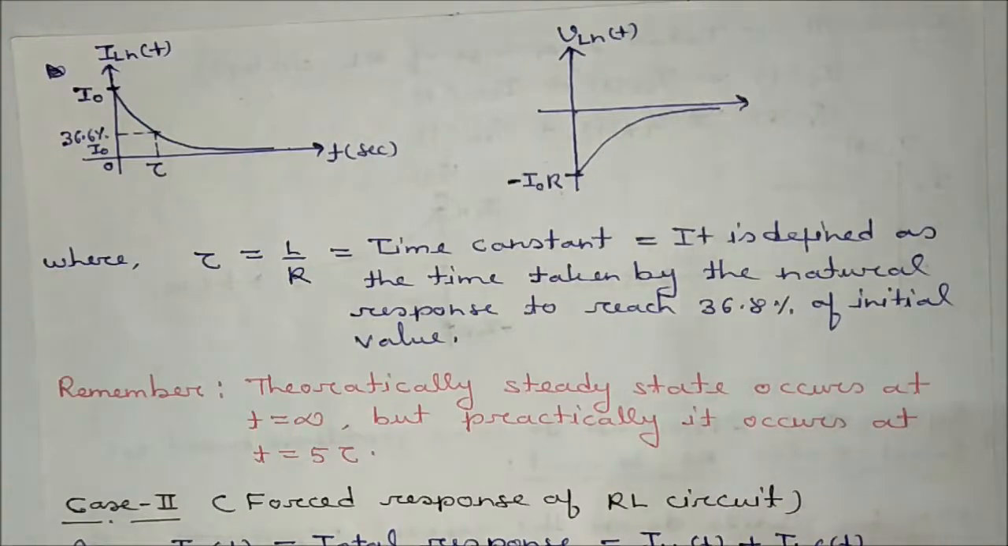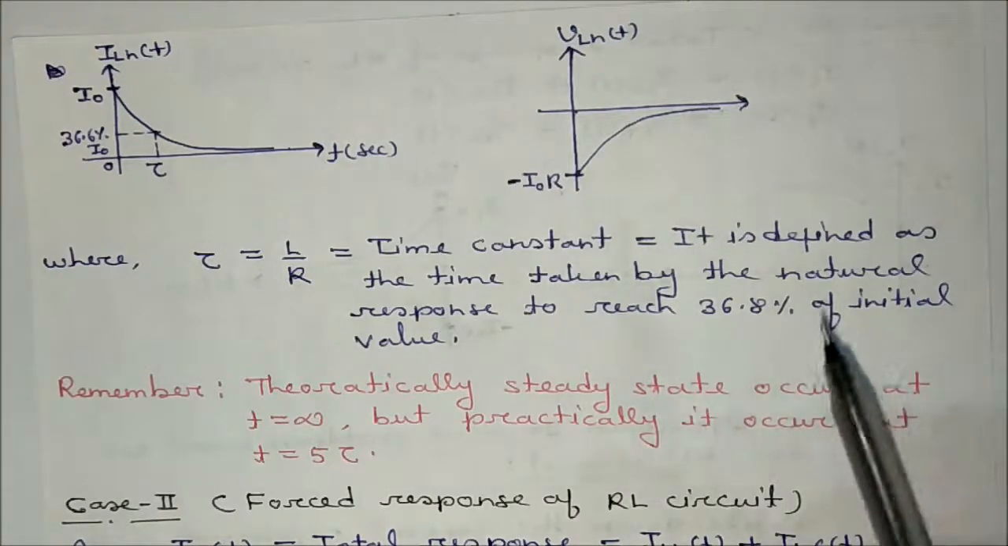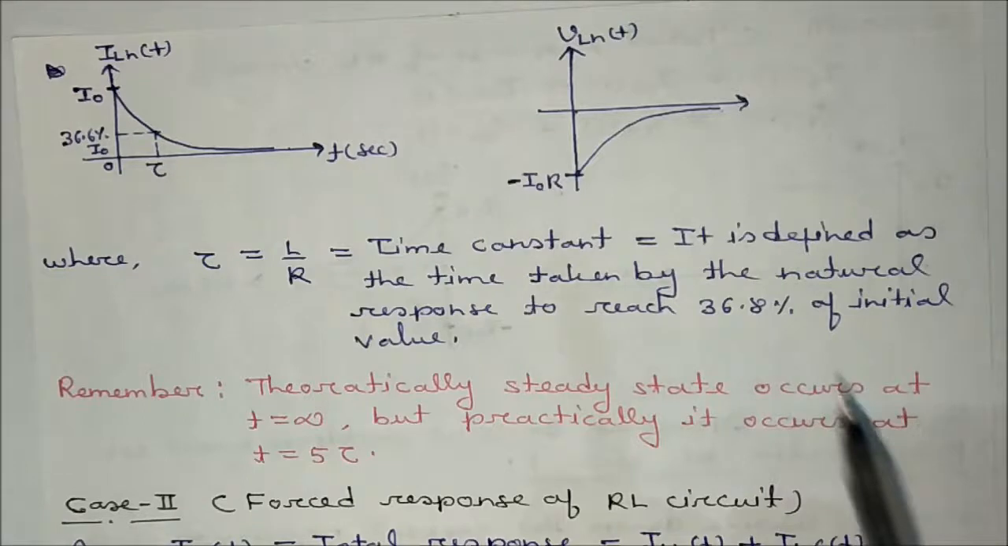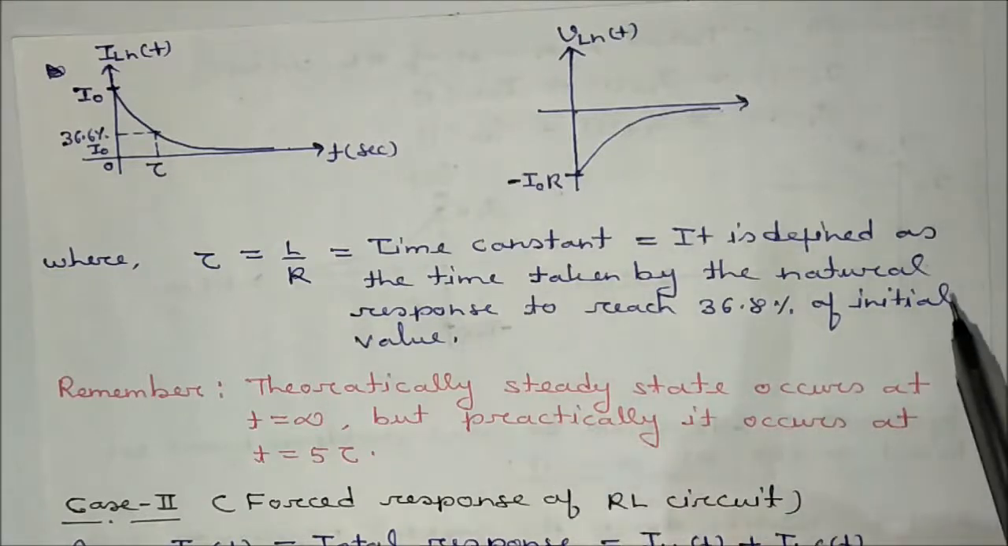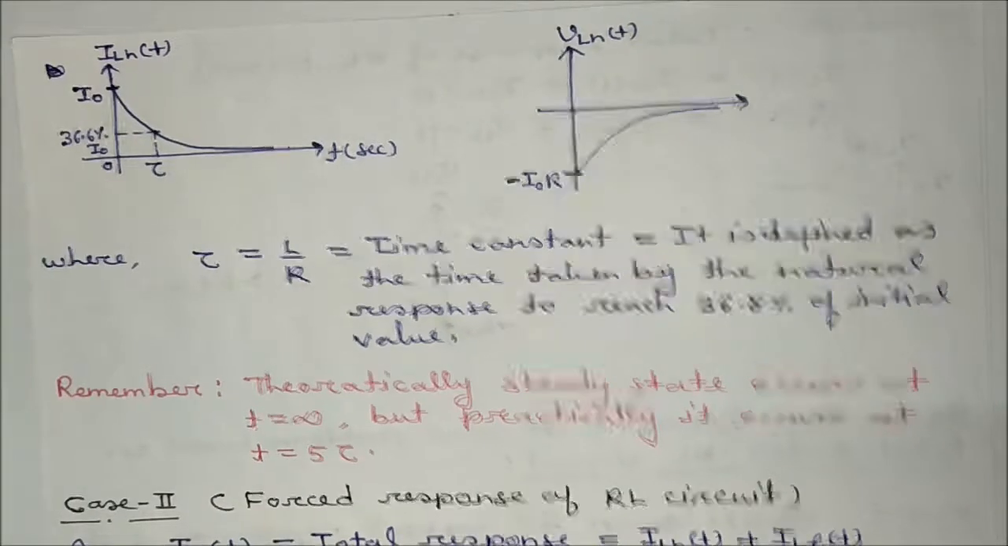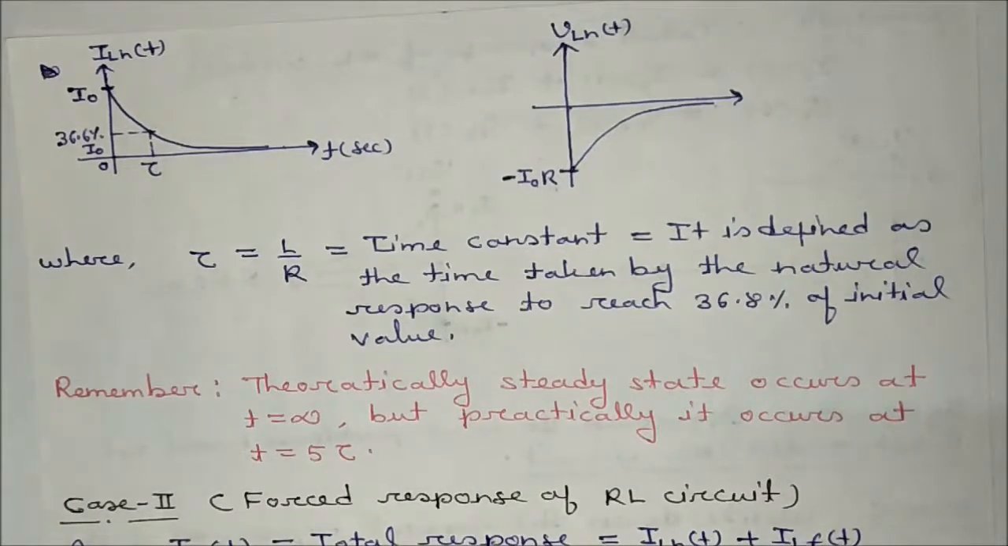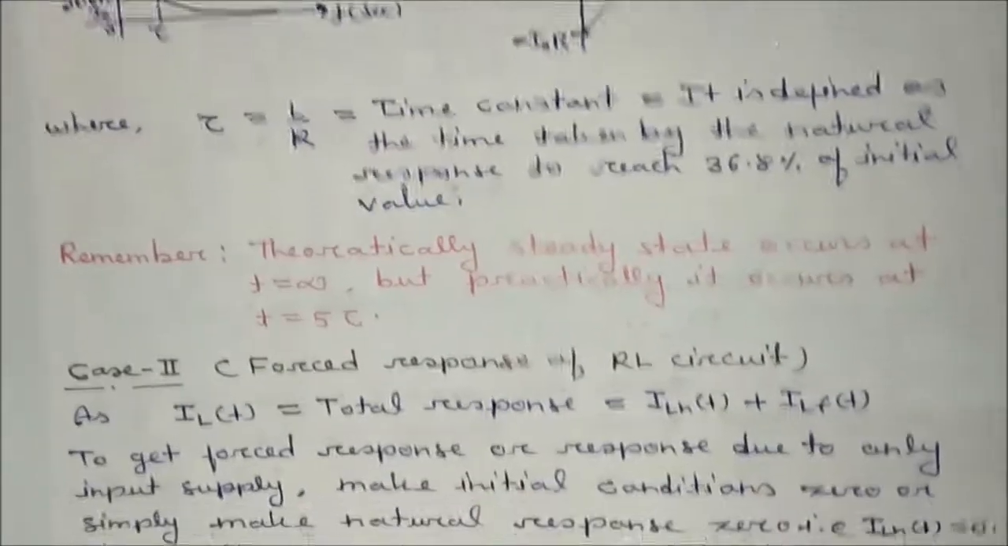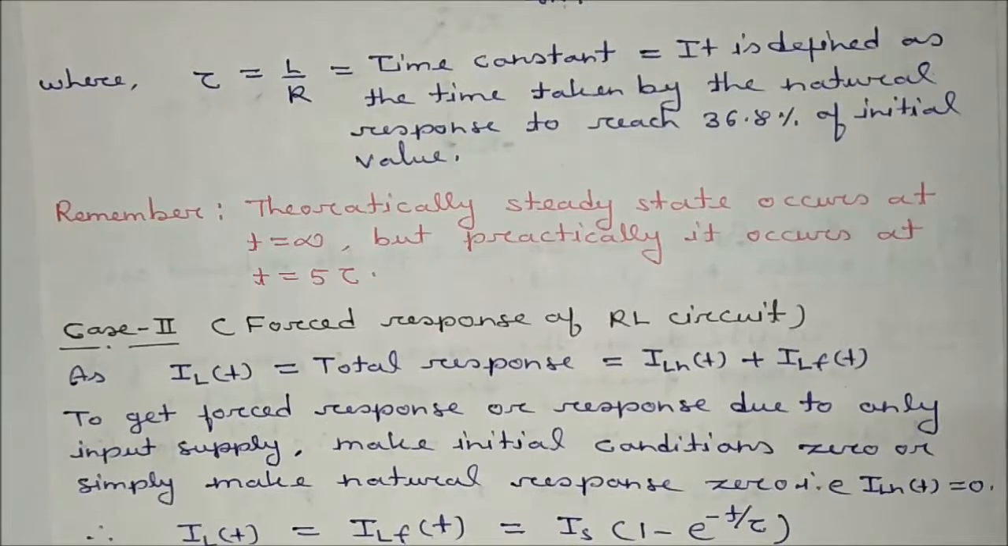It is defined as the time taken by the natural response to reach 36.8% of what? Its initial value. Okay. And theoretically, steady state occurs at t equal to infinity, but practically it occurs at what? 5 tau. We have already discussed this in the case of RC circuits.